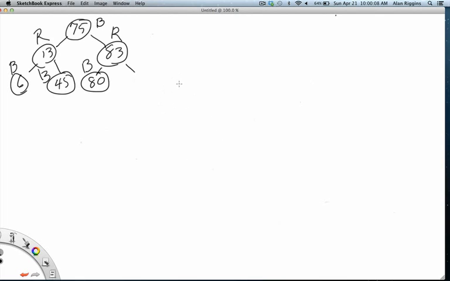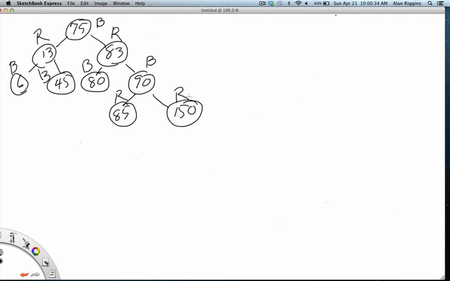So we have 90, 85, and 150. Now after a rotate, we have black, red, red. We always have this after a rotate. And the tree's condition is restored. We have the same number of black nodes.